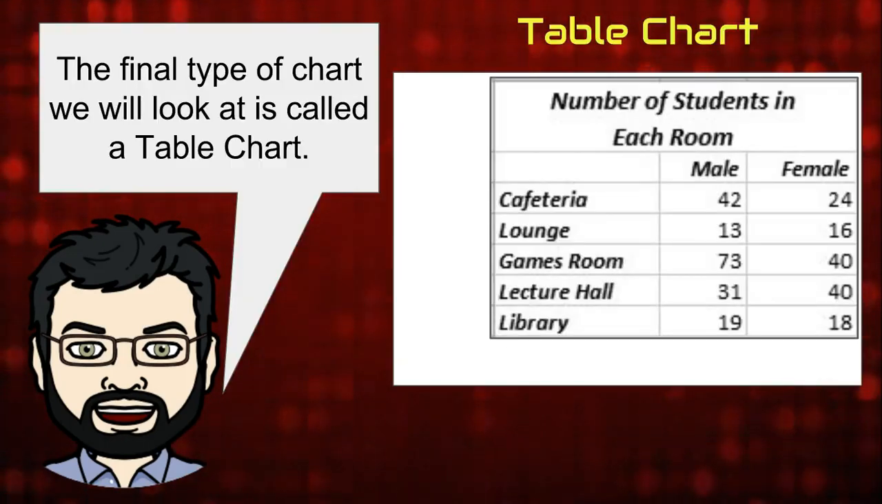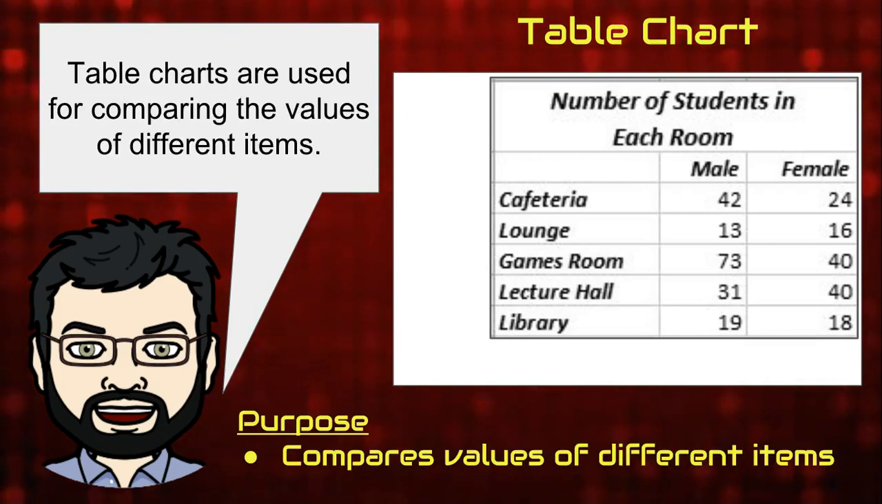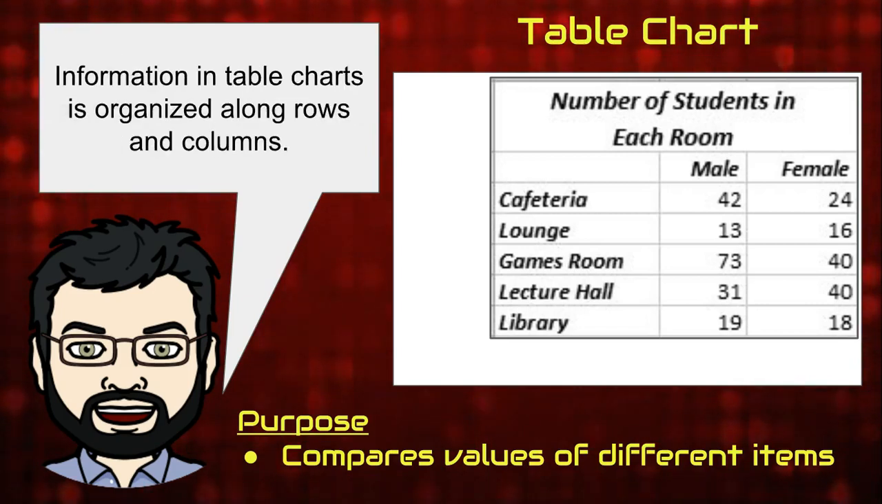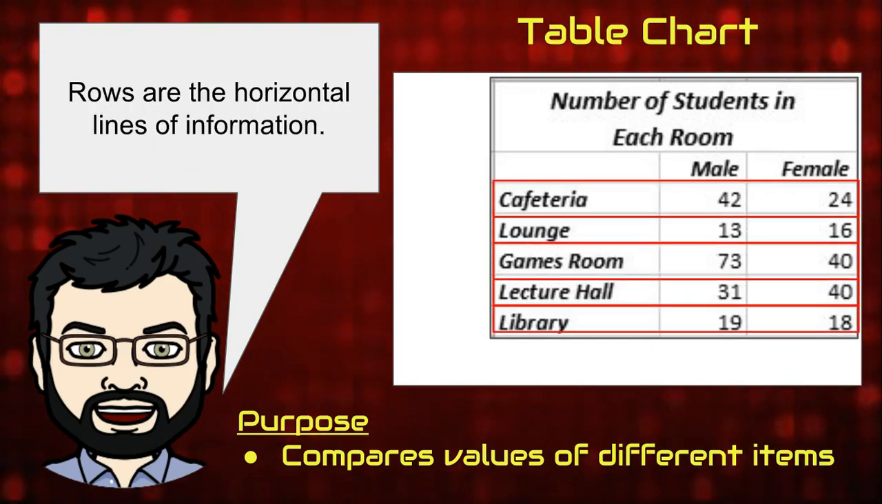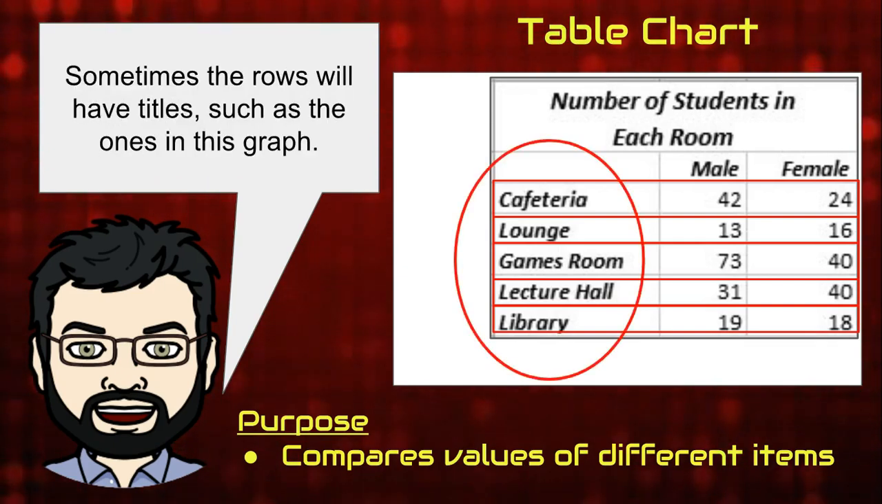The final type of chart we will look at is called a table chart. Table charts are used for comparing the values of different items. Information in table charts is organized along rows and columns. Rows are the horizontal lines of information. Sometimes the rows will have titles, such as the ones in this graph.